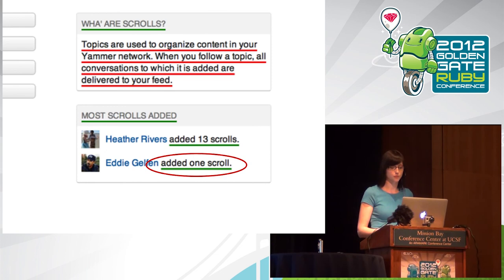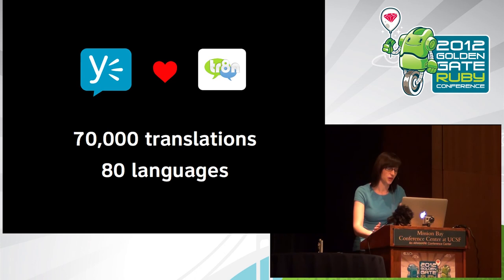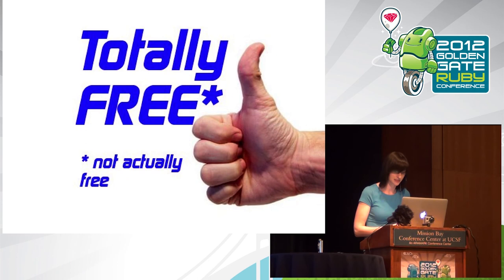So we at Yammer love Tron. Since we started using it, we've collected about 70,000 translations for about 80 languages from our users, all by people who just wanted to use the site in their native language, or just offer their expertise. There are a lot of advantages to collecting translations this way. For one, obviously, it's free, kind of. It's not a bad way to pay for translations.